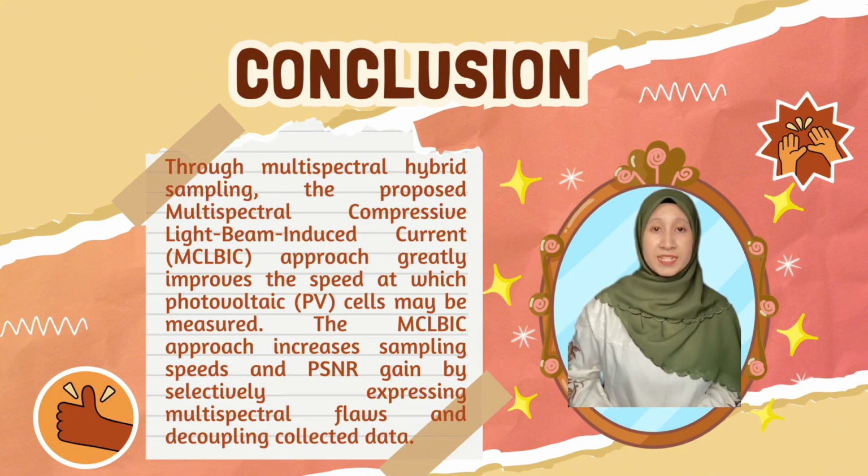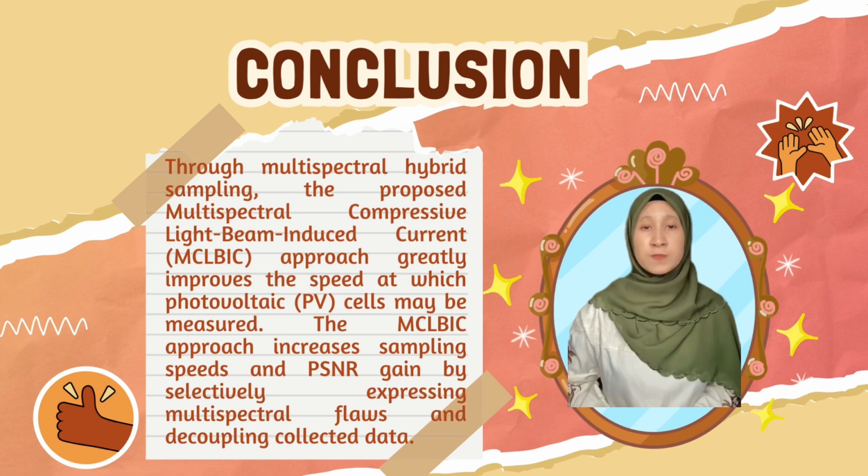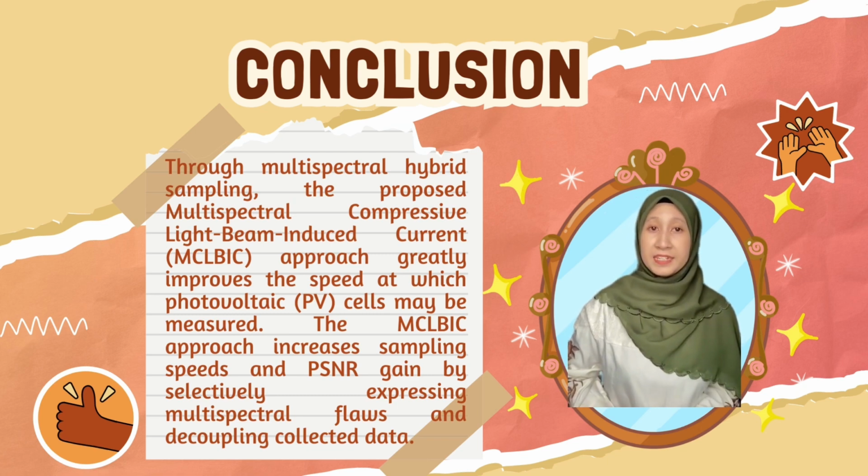The MCLBIC approach increased sampling speeds and PSNR gain by selectively expressing multispectral flows and decoupling collected data. In order to decrease the number of observations needed and increase detection efficiency, the method takes advantage of the intrinsic sparsity of defects in multispectral measurements.